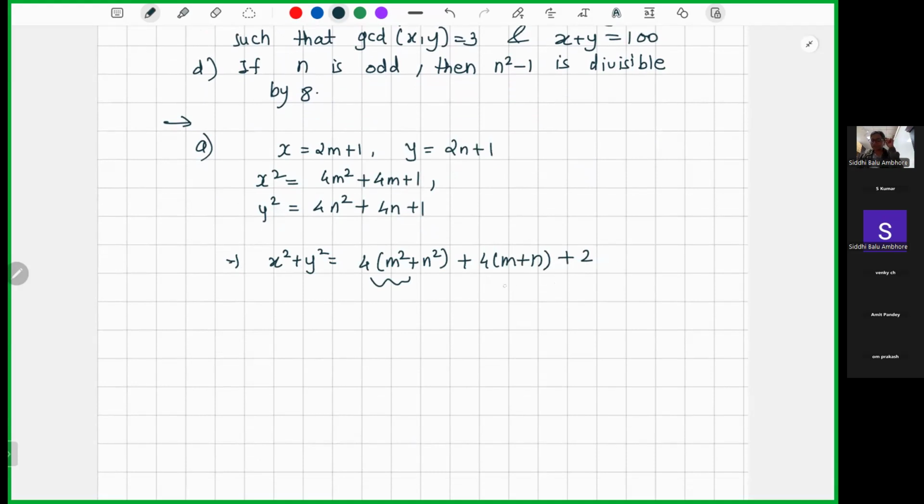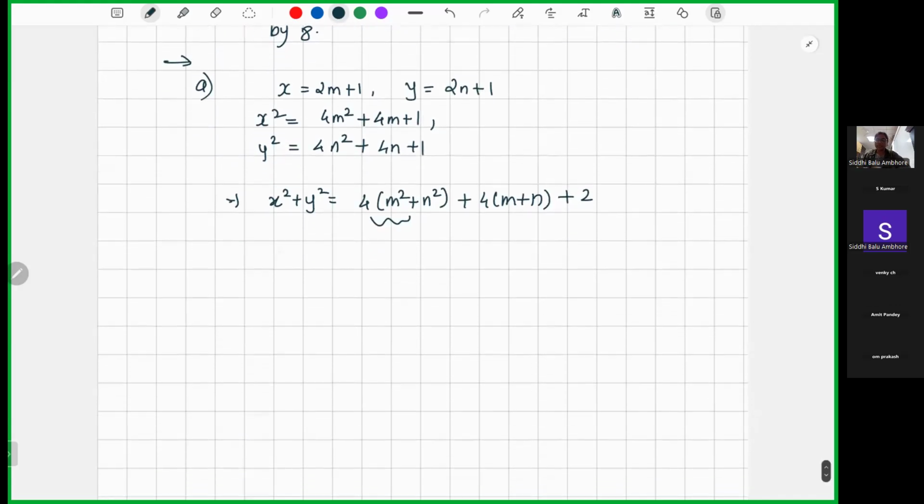So 4 does not divide this 2. To see an explicit example, what example should we choose for this to happen? Let x be 3, y be 5. What's the square? 3 square is 9, 5 square is 25. Oh, in this case it is divisible. So let us choose 9, and 9 square is 81, and the sum is 90. And 4 does not divide 90.